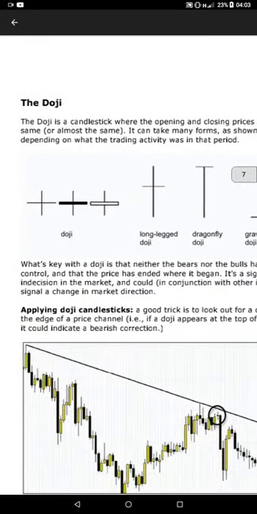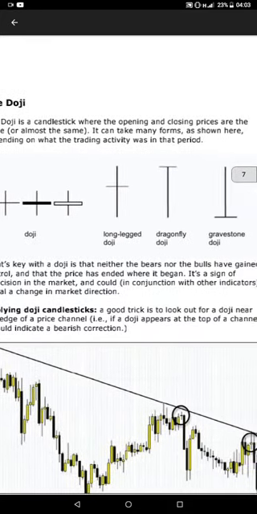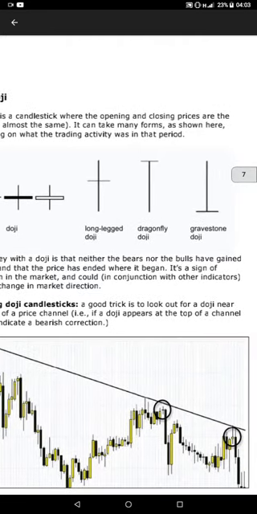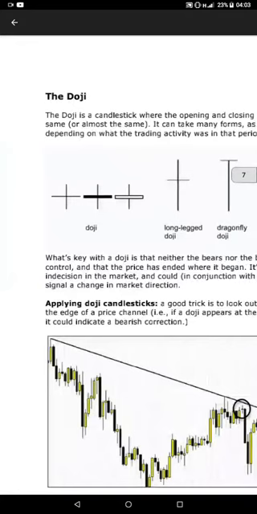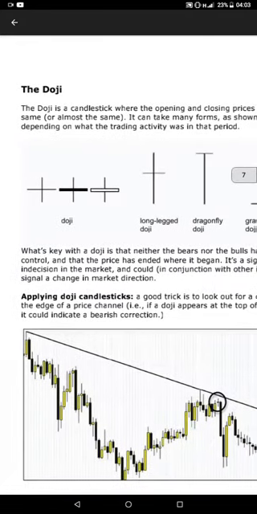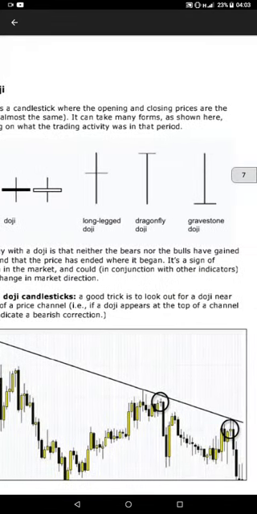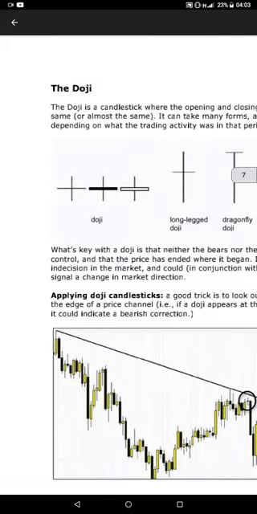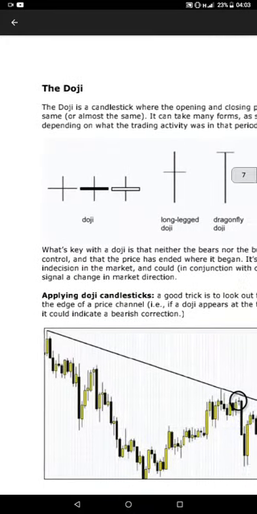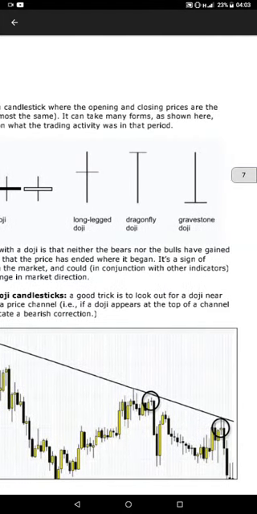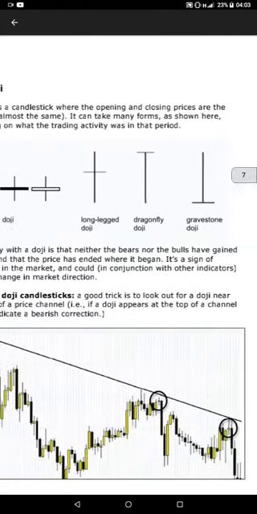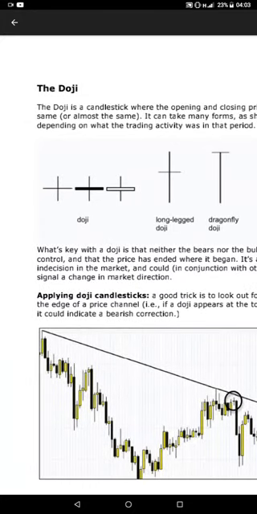What's key with a doji is that neither the bears nor the bulls have gained control, and that the price has ended where it began. It's a sign of indecision in the market and, combined with other indicator signals, can signal a change in market direction.